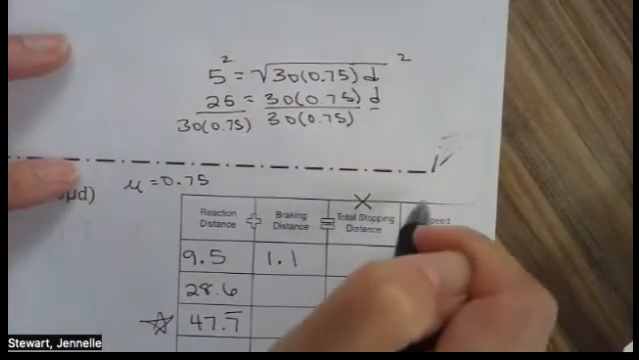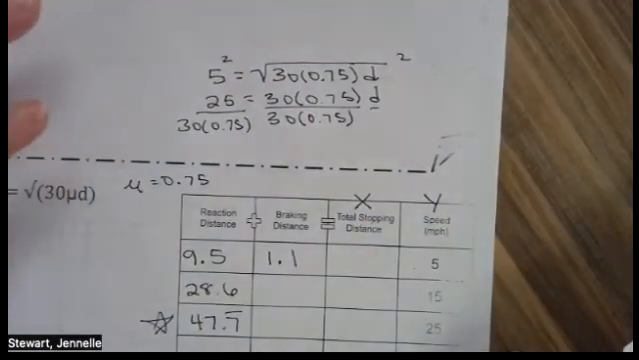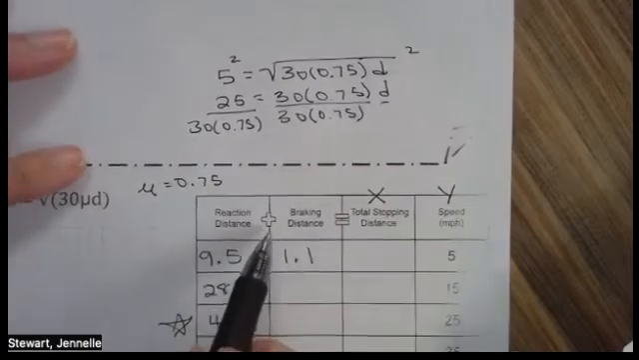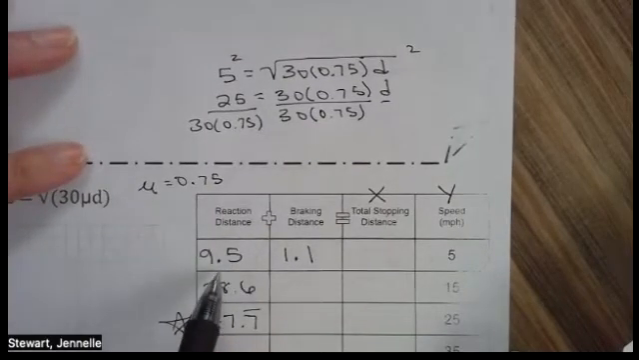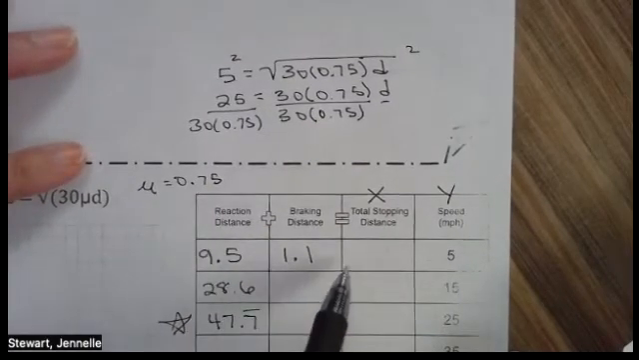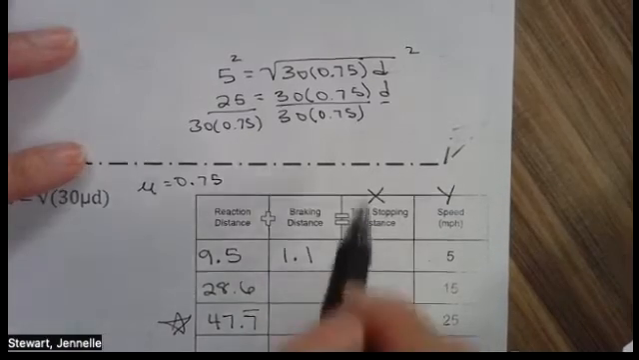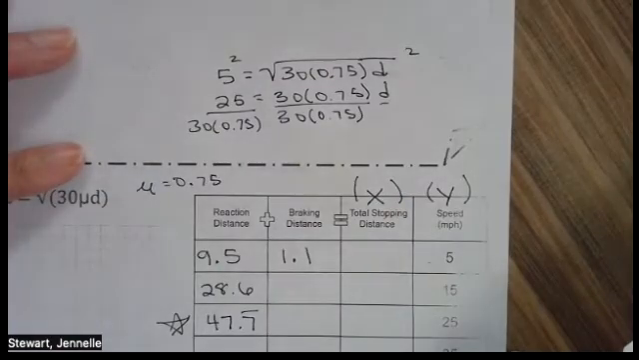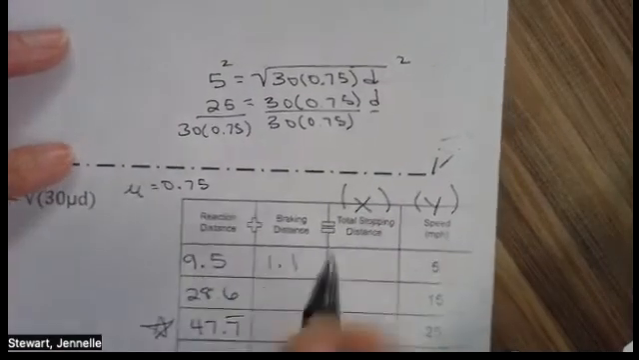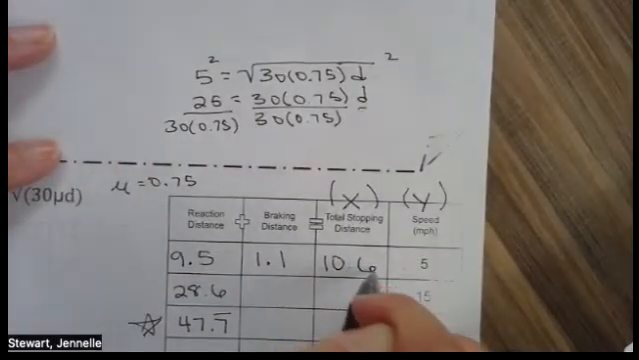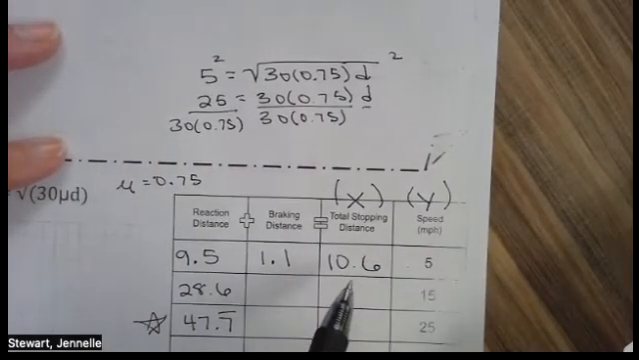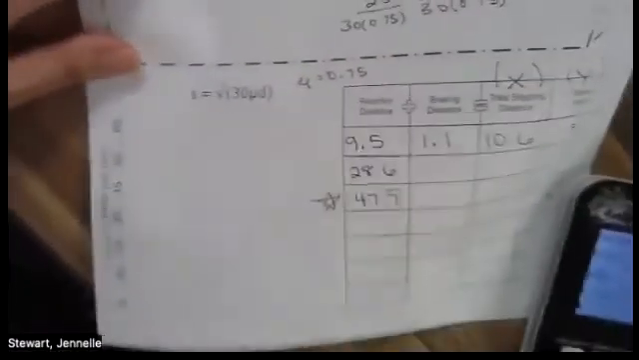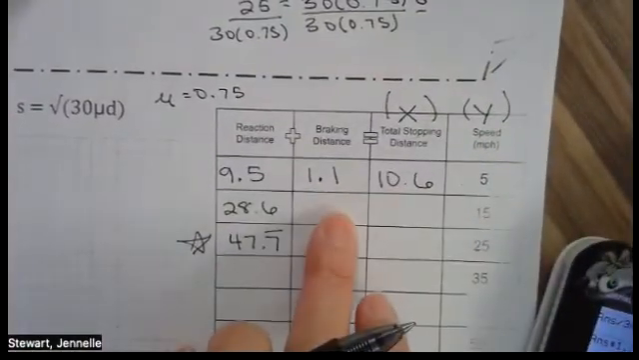So look at my total stopping distance. This is what you're going to graph right here, which is X, your total stopping distance. You see, there's a plus sign here. So you're going to add this one plus this one, and that's your total stopping distance. This X value, it's Y. So 1.1 plus 9.5, that's now 10.6. This is what I'm graphing. Okay, I already put the 5 miles per hour here. This is the part that I'm graphing.